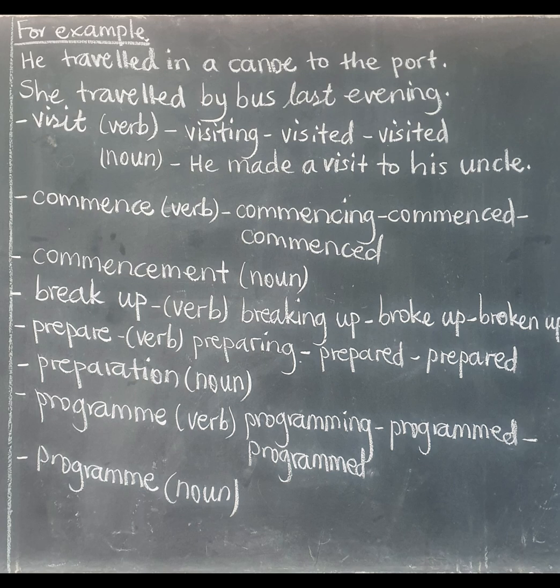Programming, P-R-O-G-R-A-M-M-I-N-G. So the last E on program dies for I, and then we add on N-G. Programmed, that is the past tense for the verb program. Programmed is P-R-O-G-R-A-M-M-E-D. It is the same spelling for the past participle.